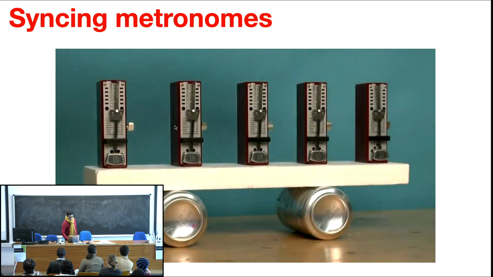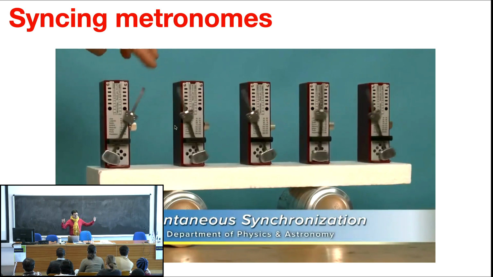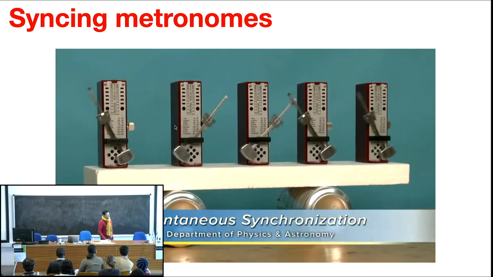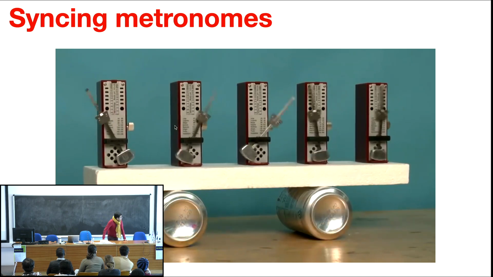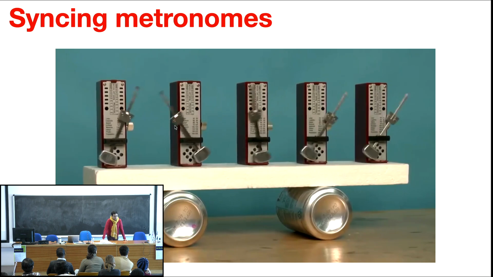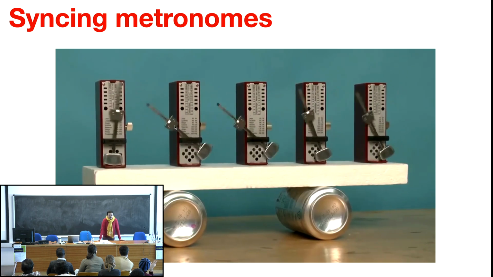By the way, one thing I forgot to ask you: what is common to Huygens' experiment and this metronome experiment is this platform. Can you tell me what this platform does? Is it essential for the platform to be there for all these to come to synchrony? And if it is so, then why is it essential? What does the platform do?